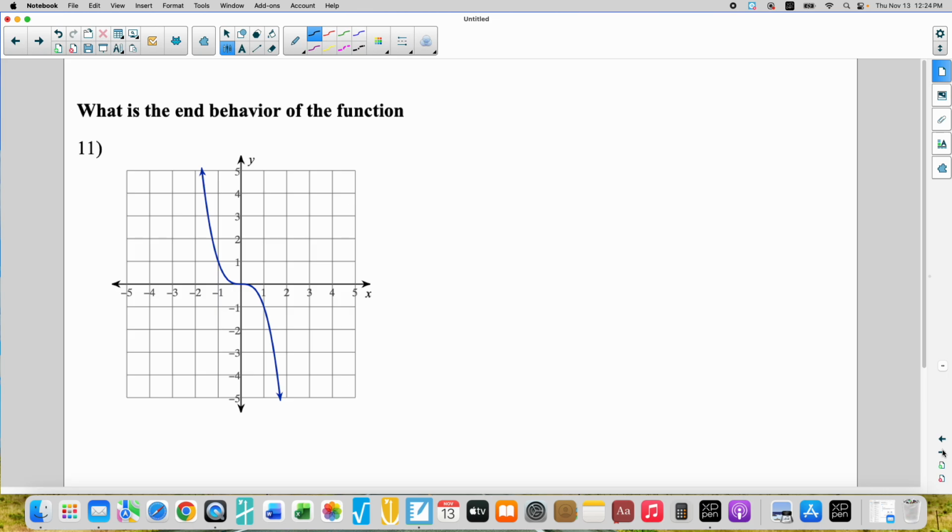What is the end behavior? So as x goes to positive infinity, as this graph goes to the right, aka to the right, we talk about the right arrow. We want to know what our y's are doing. Are our y's going up or down? Because y can go up or down. So what is this right arrow doing? It's going down, so that would be -infinity.